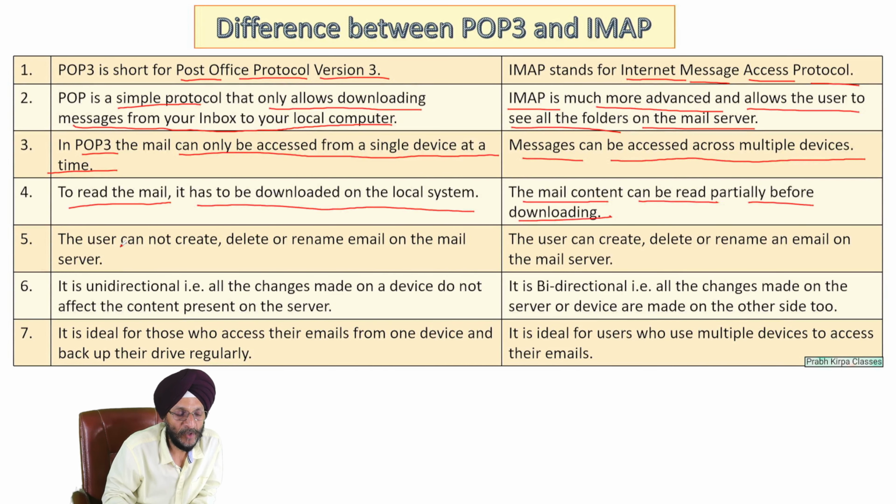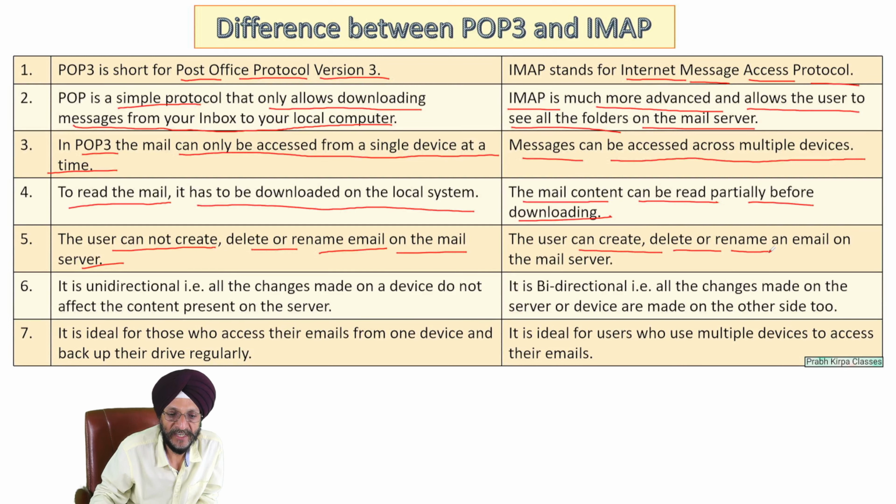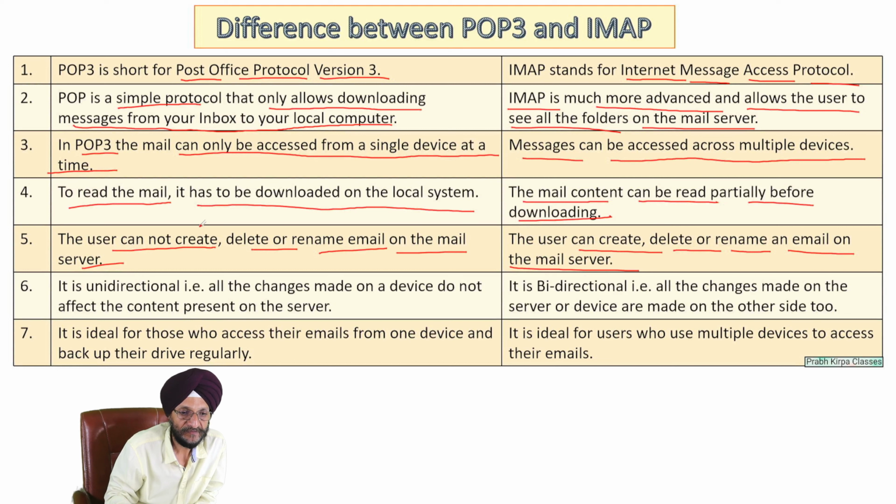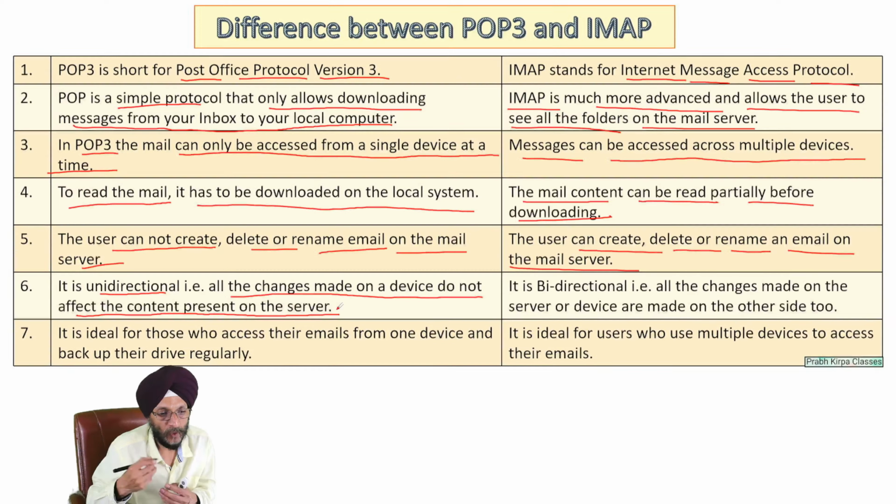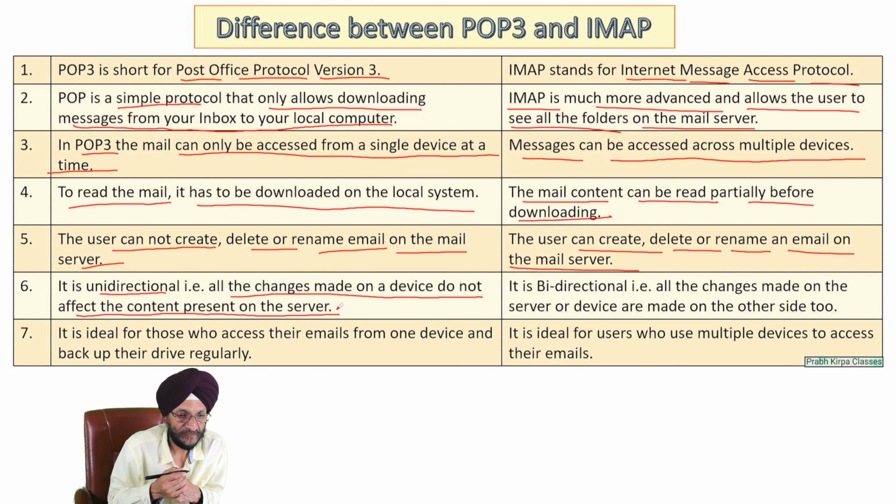In case of POP3, the user cannot create, delete, or rename email on the mail server. Whereas in case of IMAP, the user can create, delete, or rename an email on the mail server. POP3 is unidirectional. That is, all the changes made on a device do not affect the content present on the server.